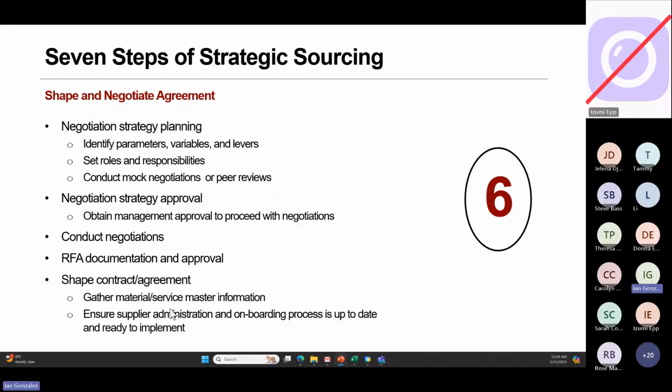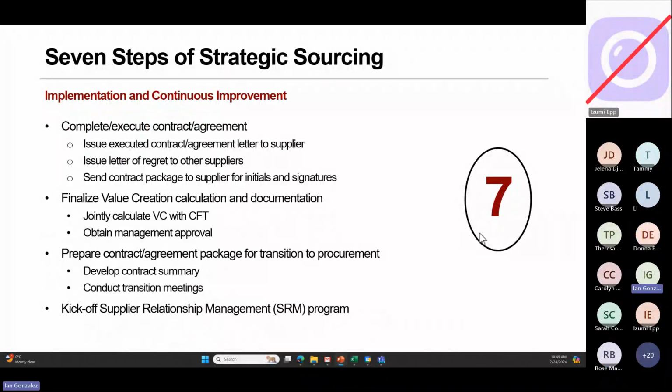And then, shaping the contract, simply ironing out details. Are we going to use our contract template? Are we going to use the supplier's contract template? You work it out here. How you do that is your business, but that's step 6. Finally, step 7 is the implementation of that contract, and more importantly, continuous improvement.